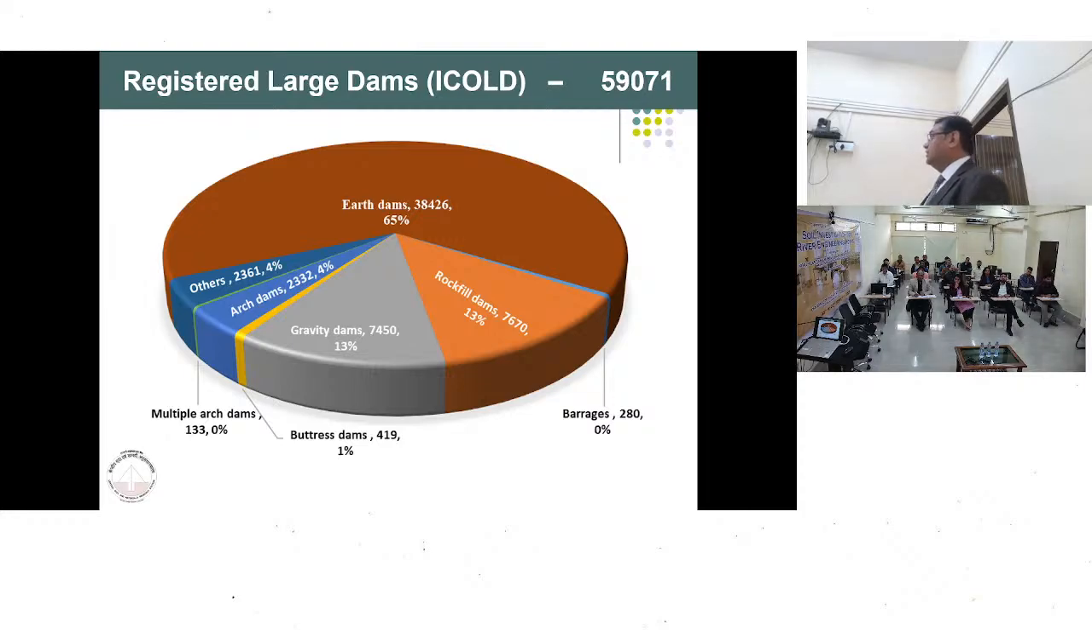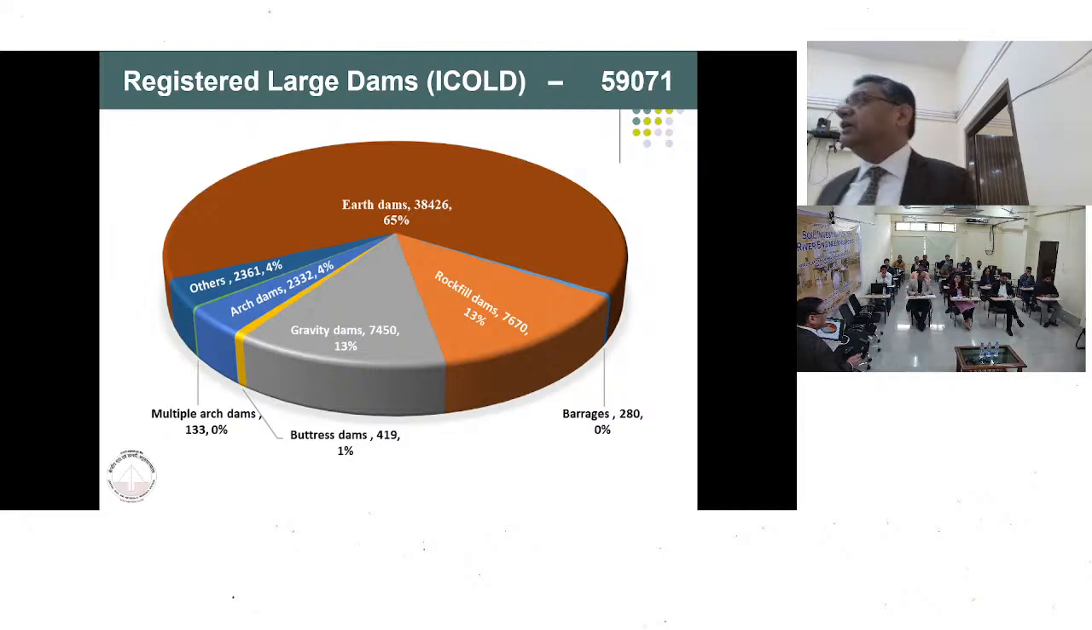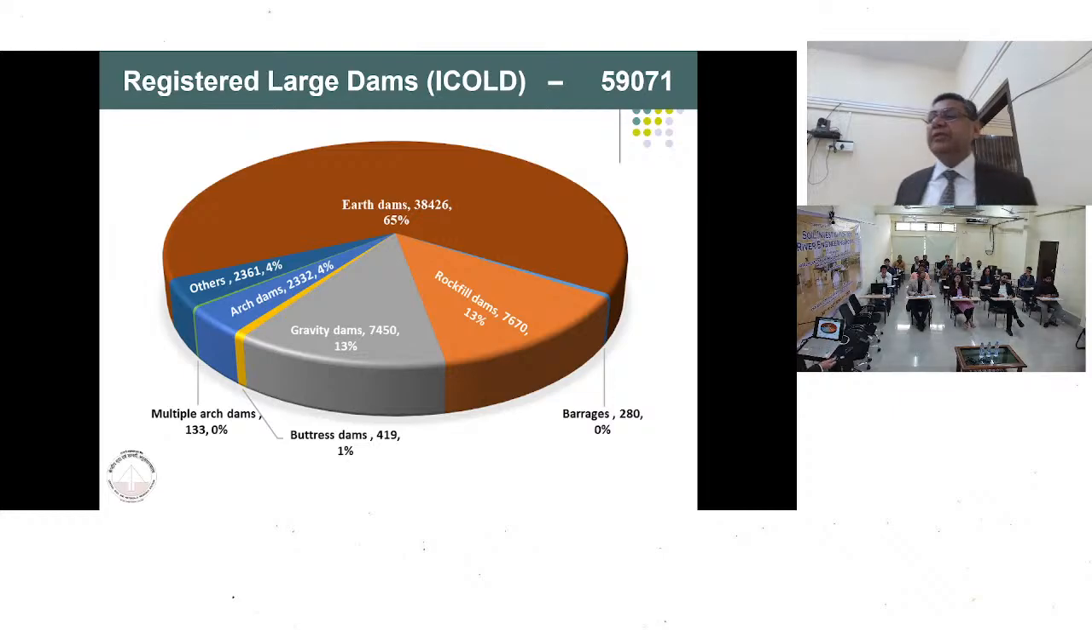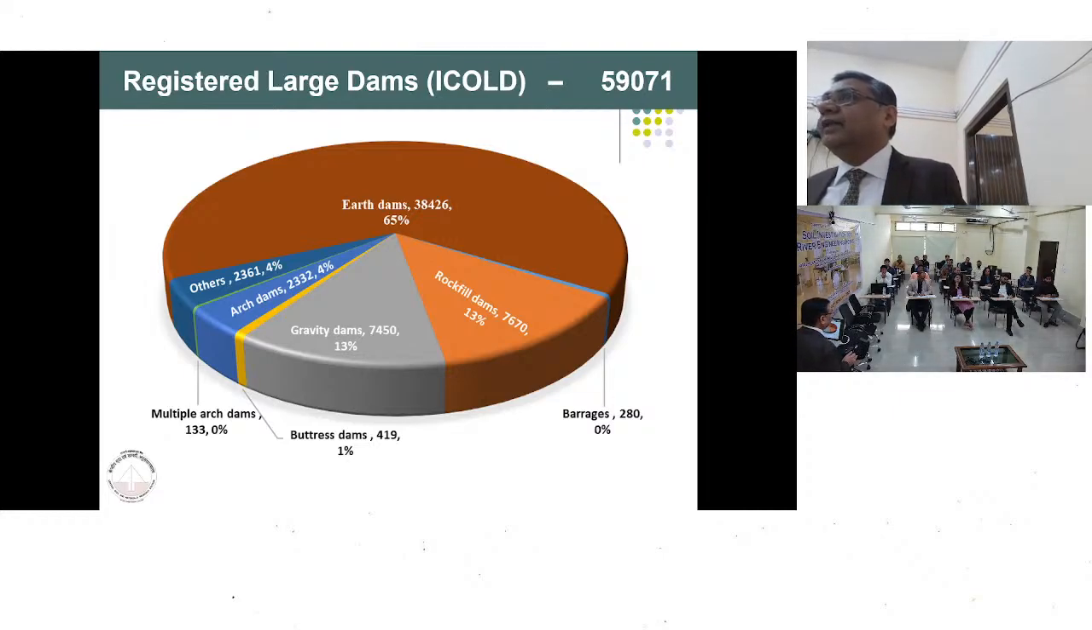If we see the register of large dams of ICOLD, this shows that around 60,000 dams have been built all over the world. The numbers may be a little bit plus or minus, not much. See, dams are slow structures. What do you mean by slow structures? These structures are usually formed in a period of not less than 3 to 5 years, and at times even 20, 25 or 30 years. So I'll say that these are slow structures.